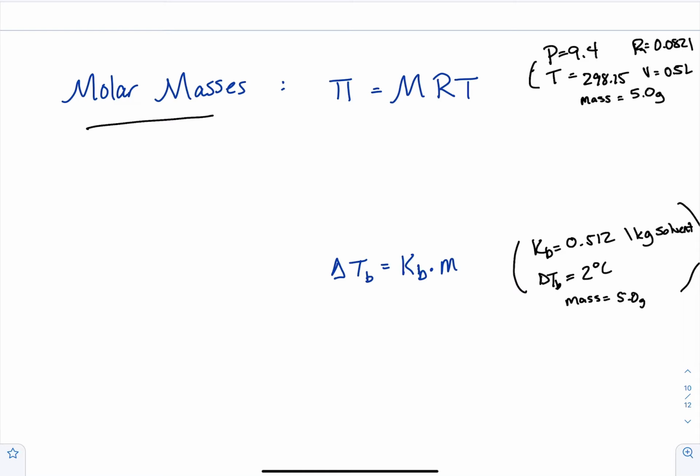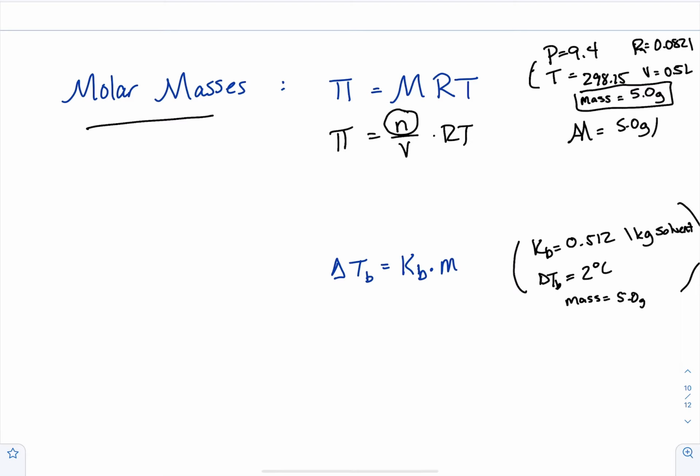The reason we can do this is that our molarity term is moles per volume times RT, so we can solve for moles. If we're given grams in the problem, the molar mass just becomes our grams number divided by our moles number. It happens in this lower one also.